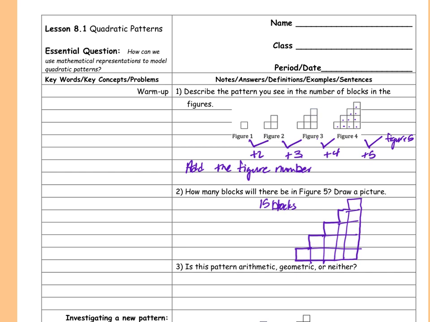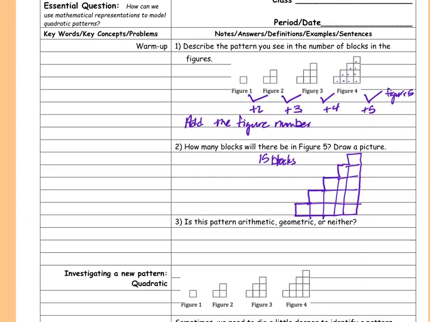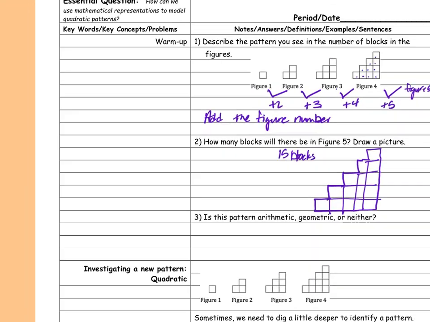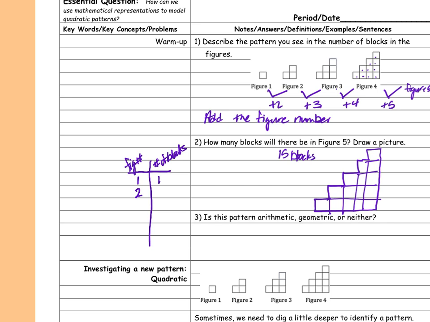Okay. And then the question is, is this pattern arithmetic, geometric, or neither? So in order to answer that question, I'm just going to make a little table and see if we can get the answer from our table. So I have my figure number and then number of blocks. In figure one, I had one block, right? How many blocks in figure two?